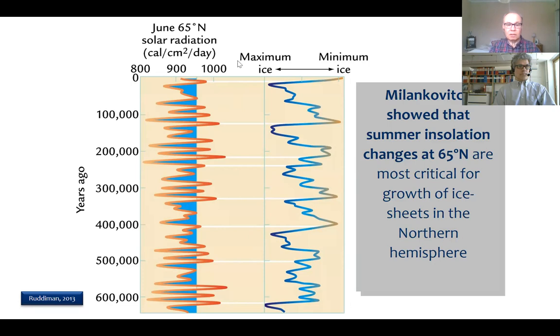So this is the June solar radiation at 65 degrees north. For example, 130,000 years ago, we had a very high peak in summer insolation. We also had minimum ice, during the Eemian interglacial, the last interglacial. Then during the Weichselian, or the last glacial part, we had some prominent low peaks in summer insolation. There is generally a very good agreement between the summer insolation and the amount of ice in the Northern Hemisphere.